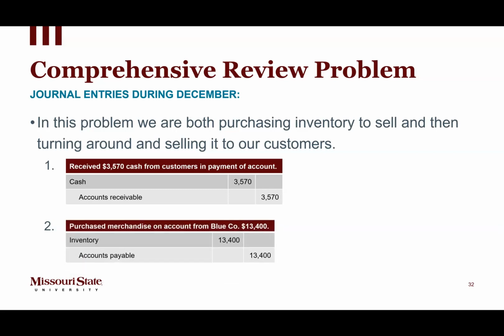Number 2, we have purchased merchandise on account from Blue Co. for $13,400. What does that mean? We've purchased inventory on credit. We purchased $13,400 worth of inventory, and we told them, hey, we're going to pay you for this later. So we recorded that in an account to remind us to give them cash later.